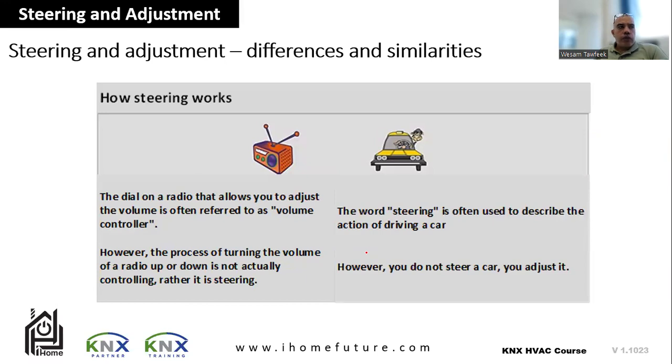Two examples here. When you are dialing on a radio that allows you to adjust the volume, it's often used as volume controlling. In this way, based on the book, you are steering, not adjusting, because it's only up and down. Then talking about driving a car, you have to adjust based on the environment around you. So it's called adjusting.